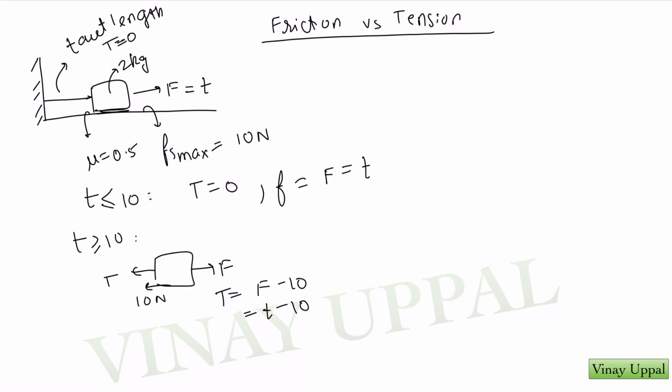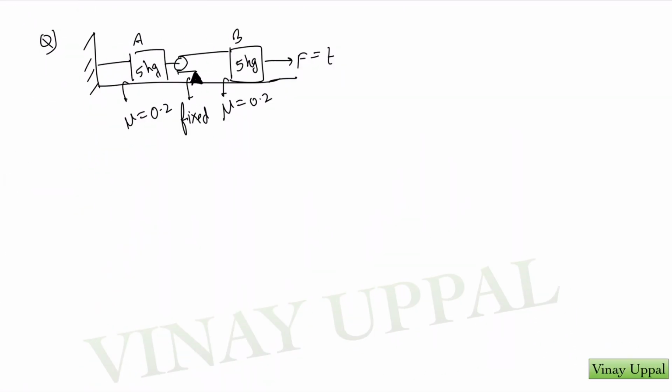Alright, let's do an example for you to practice on. So here I have two blocks, A and B, and I have an external force F pulling block B. So this string is connected to a fixed clamp here, and the pulley is connected to block A. So both masses are 5 kg, both coefficients of friction are 0.2. So let's say the tension in this red string is TA, and tension in this blue string is TB. So find out TA and TB as a function of time. So try it out and then you can take a look at my solution.